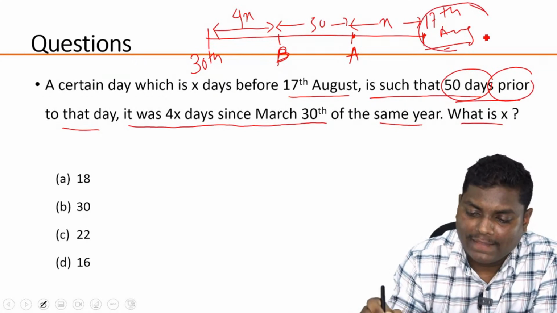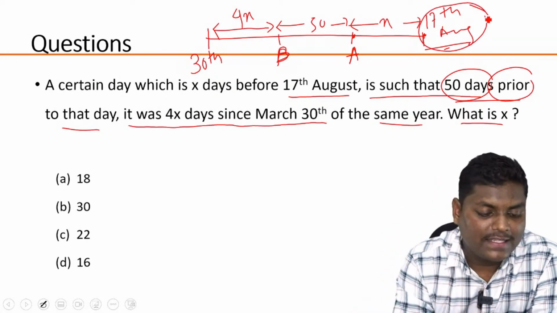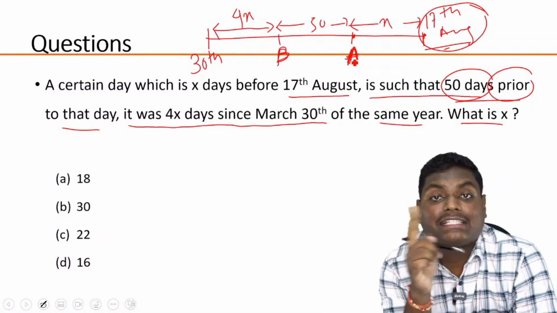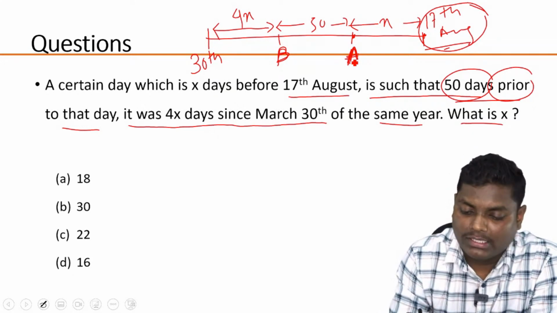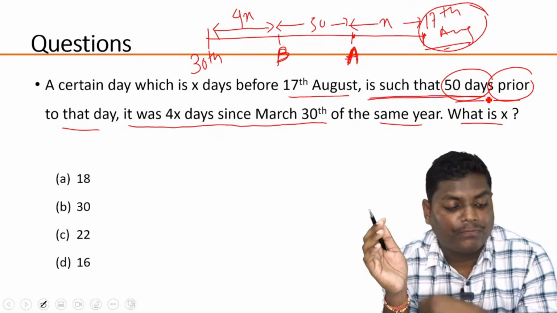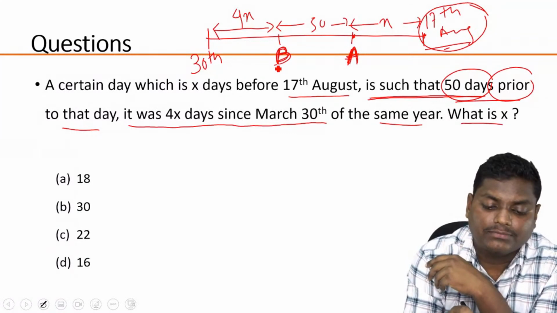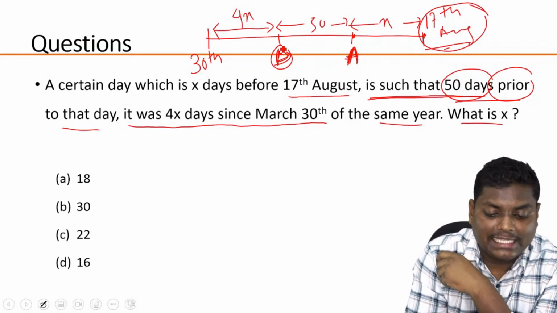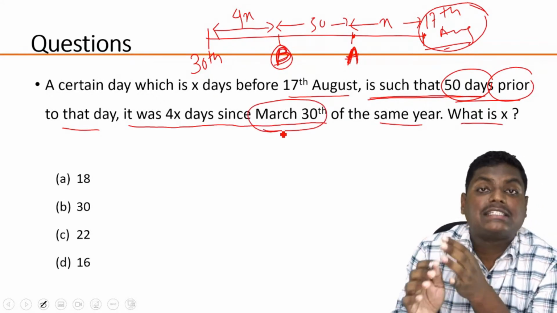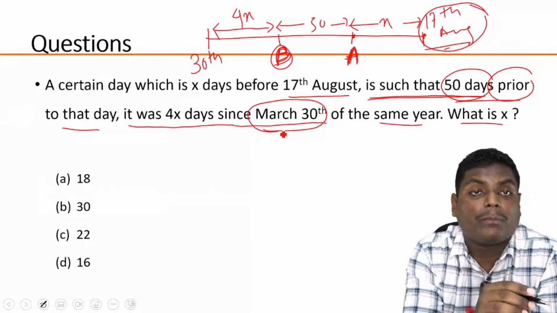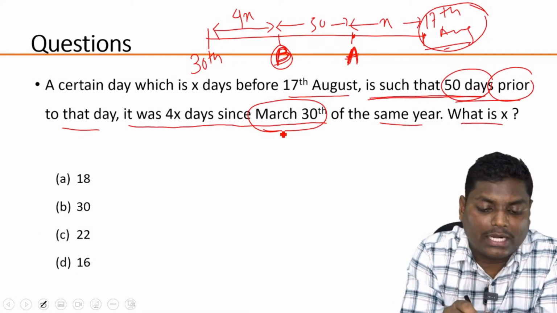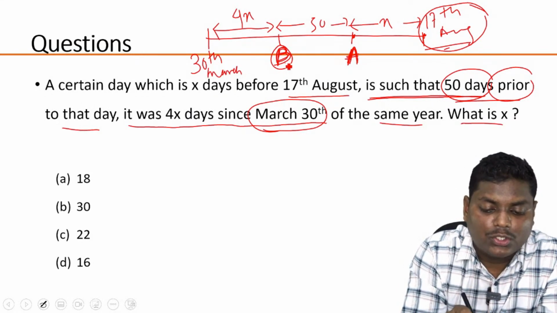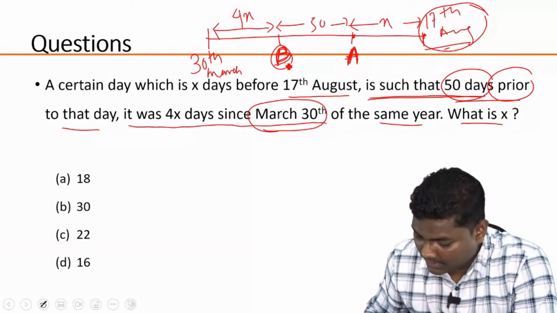It is saying that we have a date here, 17th August. Now it is saying which is X days before 17th August. So let's consider a date which is A, which is X days before 17th August. Now, in the next line it is saying that it is 50 days prior to it. So the date B will be 50 days prior to it. Now again it is saying that there is a date which is 30th March. This date 30th March is 4x from the prior date. So prior date is B. So from the 30th March to this point B, it is 4x.